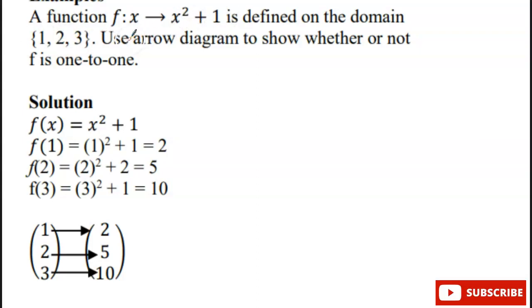What we are going to do is to find the functional value of the domain. So f of x is equal to x squared plus 1. To find the functional value of 1, you put 1 in the function. Wherever you see x, you put 1. So 1 squared plus 1, we are having 2. And then f of 2, when we simplify, we are getting 5. F of 3, we are getting 10.